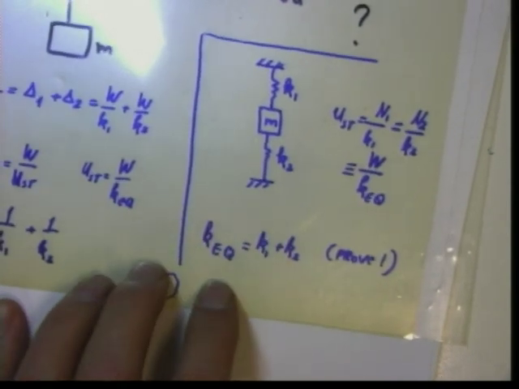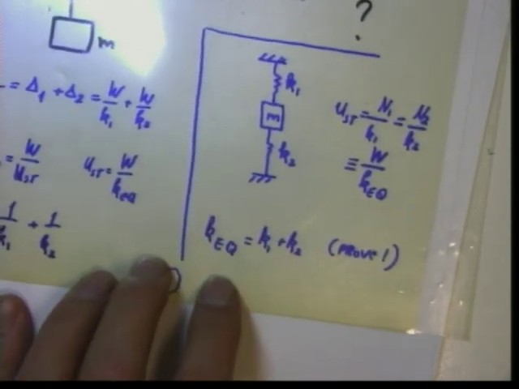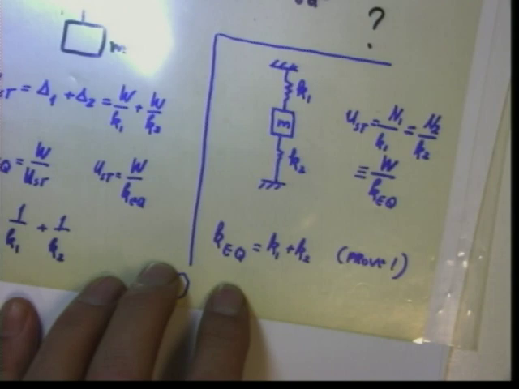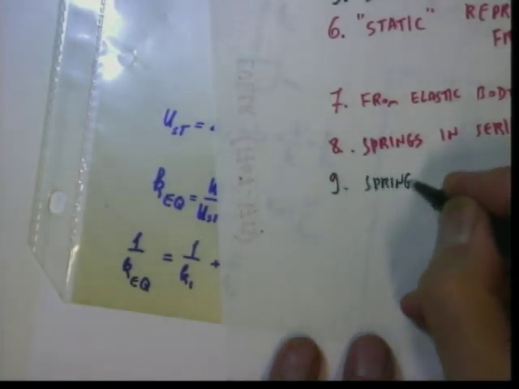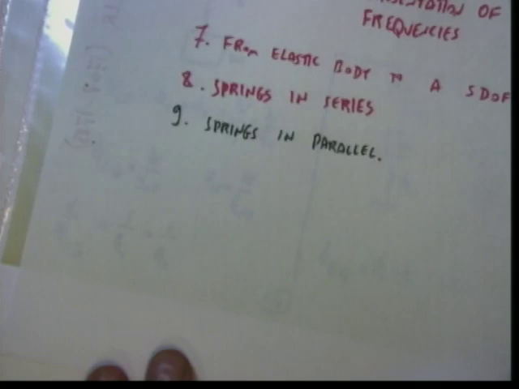So that is what we wrote: 1 over K equivalent equals 1 over K1 plus 1 over K2. Now 9, springs in parallel.